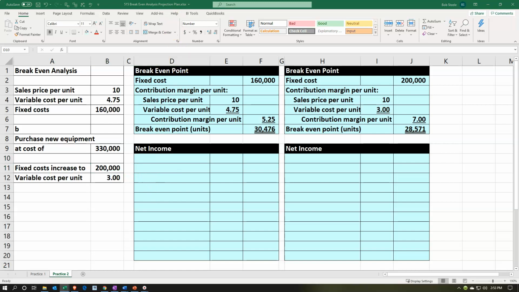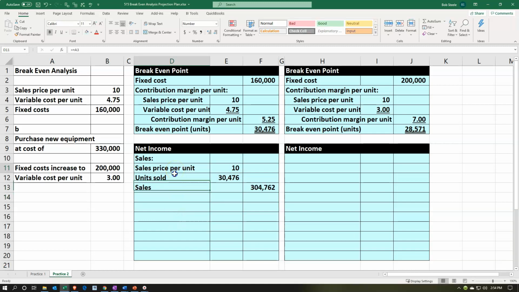So all right, let's do our net income calculation just to practice the formatting. We'll do this quickly here. We're going to say that we have these sales. We've got the sales per unit. Sales per unit is going to be the $10. And then we've got the units sold. Units sold, which is going to be our break-even units because we're proving the break-even units. And that's going to give us our total sales. So total sales are going to be equal to the $10 times the 30,476.